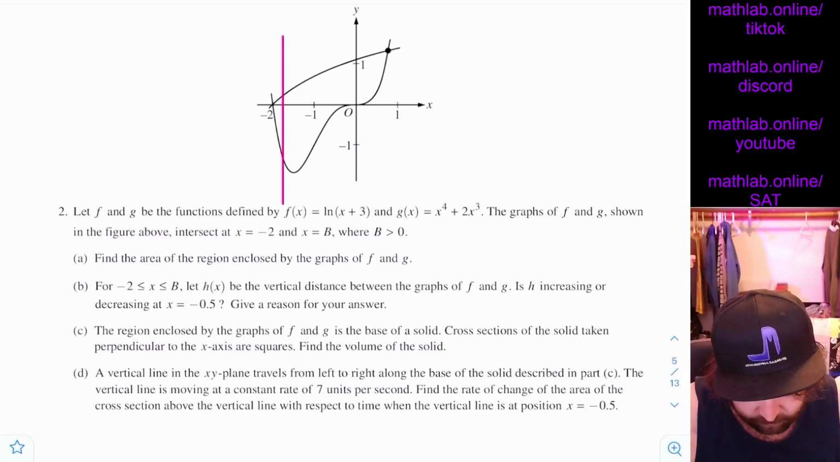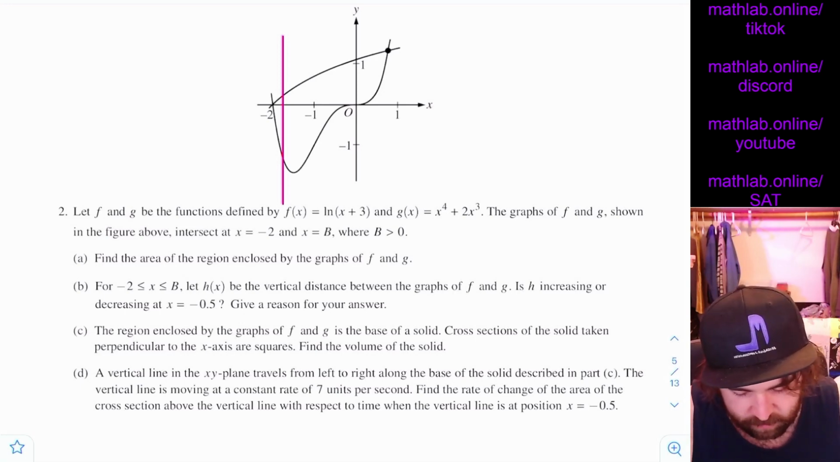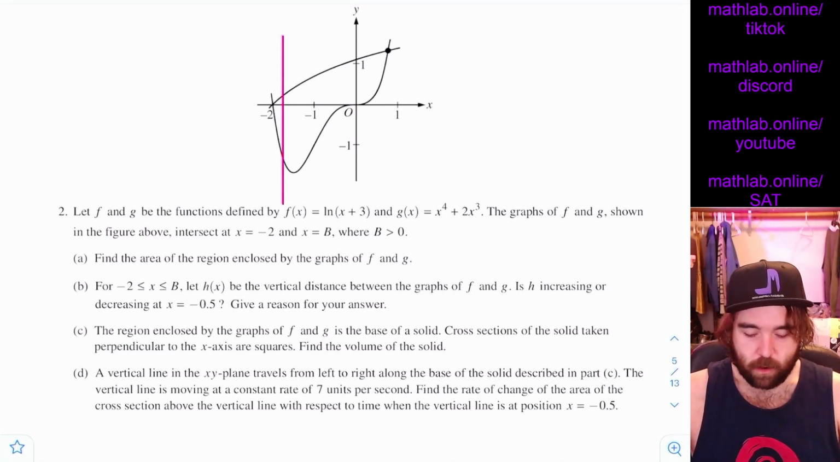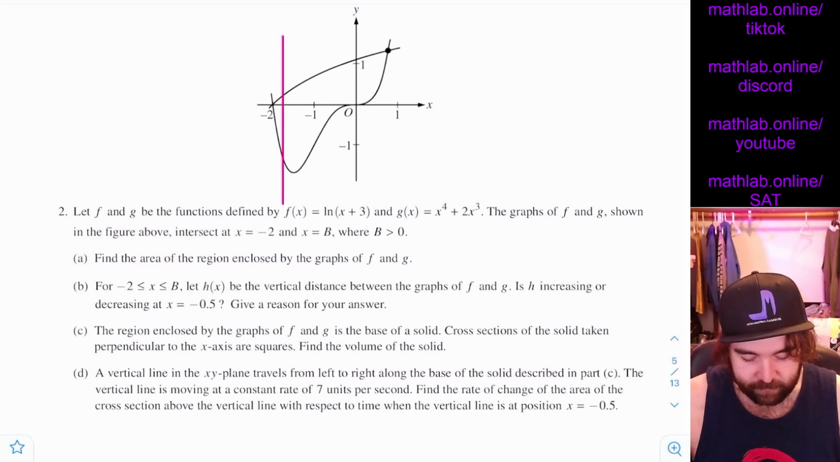So I suppose in the positive direction, because it's traveling from left to right, so yes. Find the rate of change of area of the cross section above the vertical line with respect to time when the vertical line is at position x equals negative 0.5. Whoa. What are they asking for? Vertical line is traveling from left to right along the base of the solid described in part C.